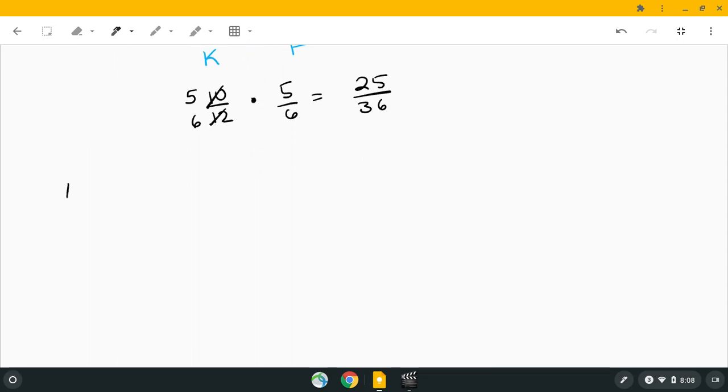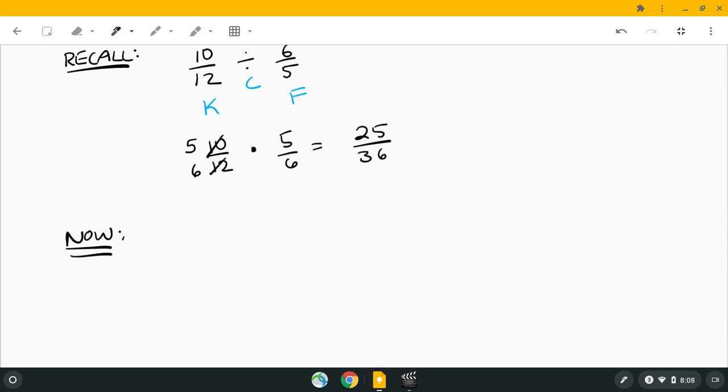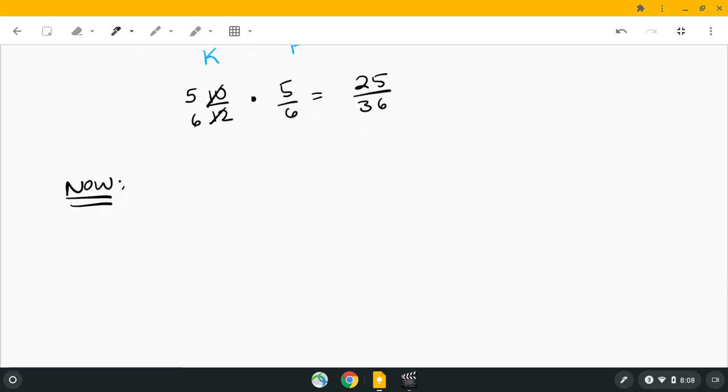So now with rational expressions, you're going to follow the same process. You're going to keep the first fraction, flip the second fraction, and change it to multiplication. Okay, so let's have a look.